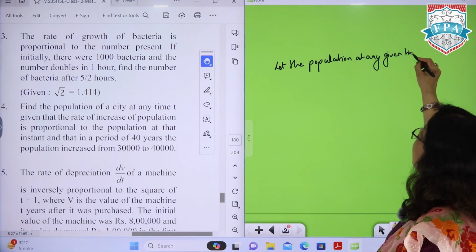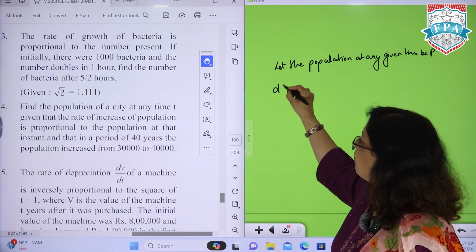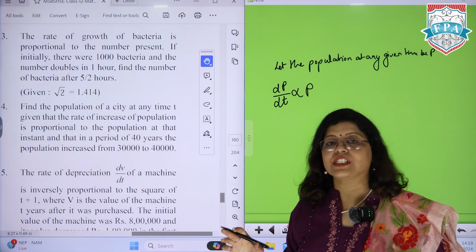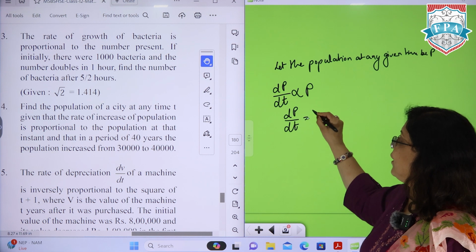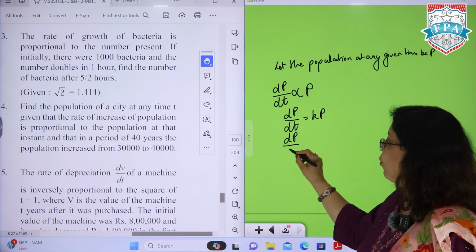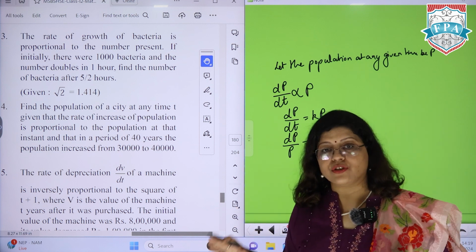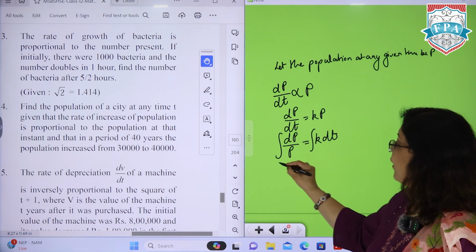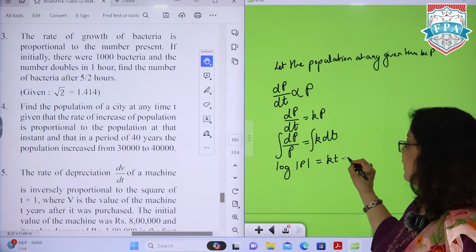So now we know that the rate of increase, dp by dt, is directly proportional to p. This will be your first step. When it is directly proportional, a constant of proportionality comes into the picture, so dp by dt is kp. Since this is a differential equation, we bring p together, this becomes dp by p equals k dt, and then we'll solve it. This is the first kind of differential equation, separation of variables. So this becomes log p is equal to kt plus c.